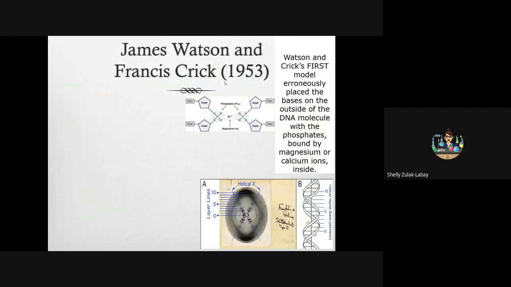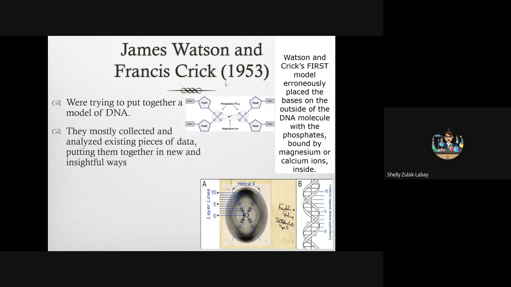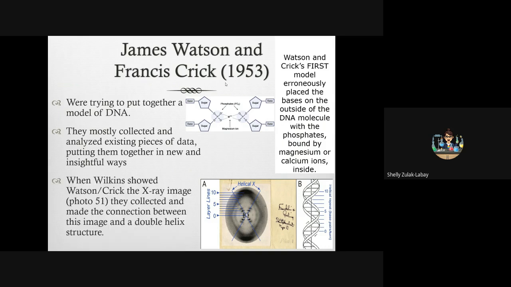So this takes us to the work of James Watson and Francis Crick in early 1953. So they were trying to put together an accurate 3-dimensional model of DNA. They didn't really do a lot of original work or experimentation on their own. Instead, they were analyzing pieces of information and data that were already proven by other scientists, but they were trying to look at this data and information in new and different or insightful ways.